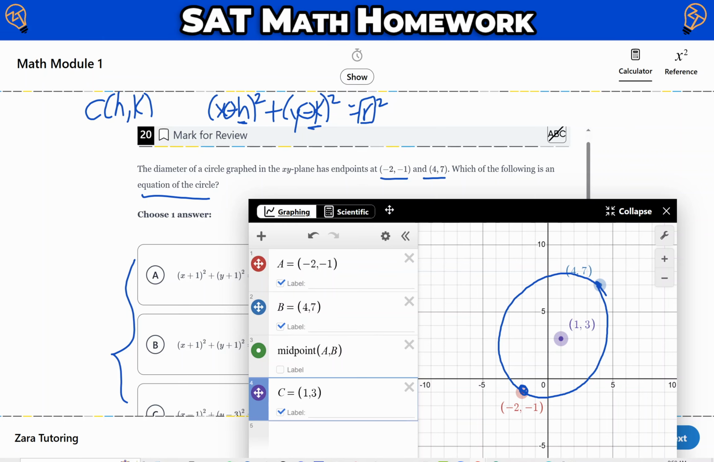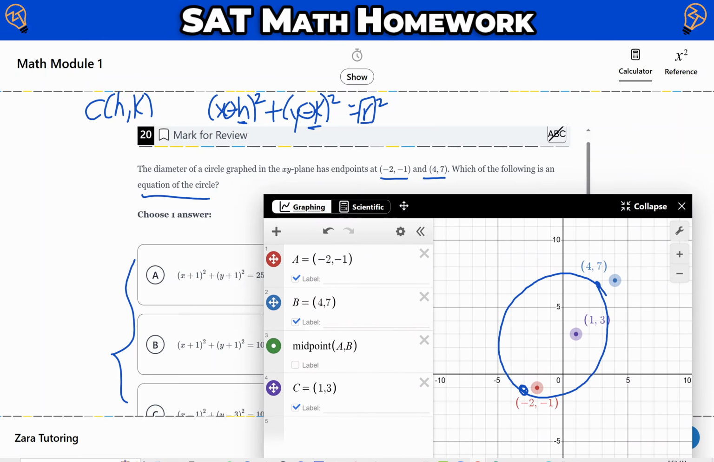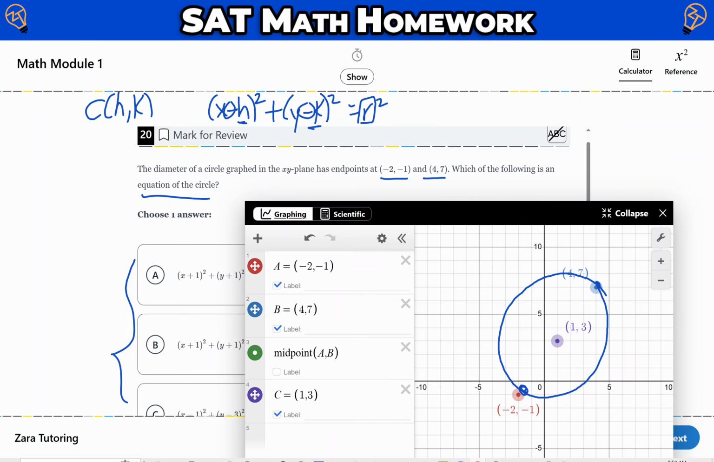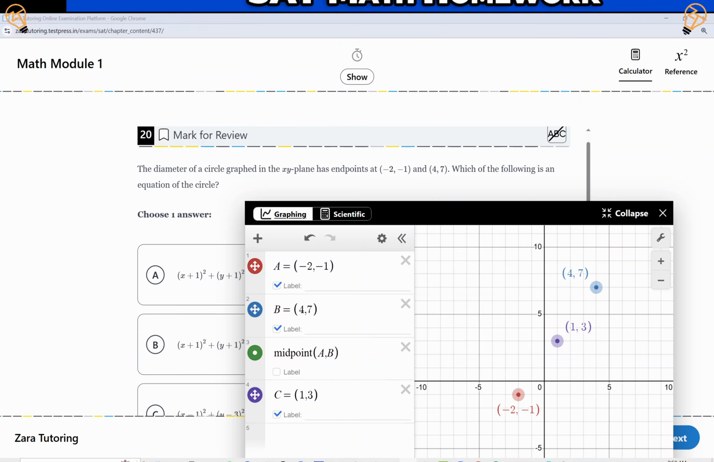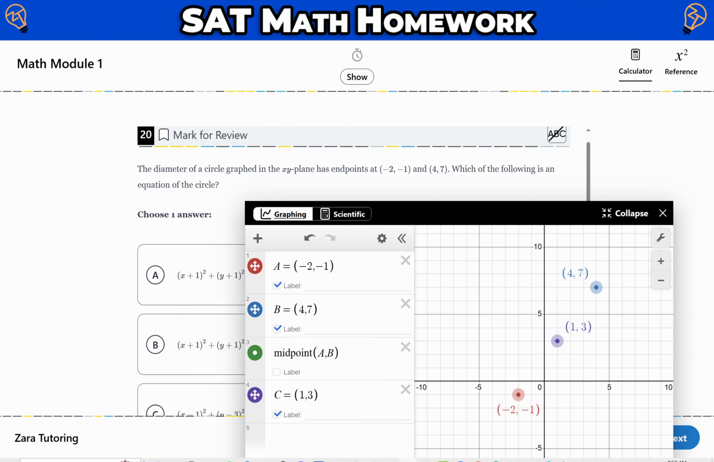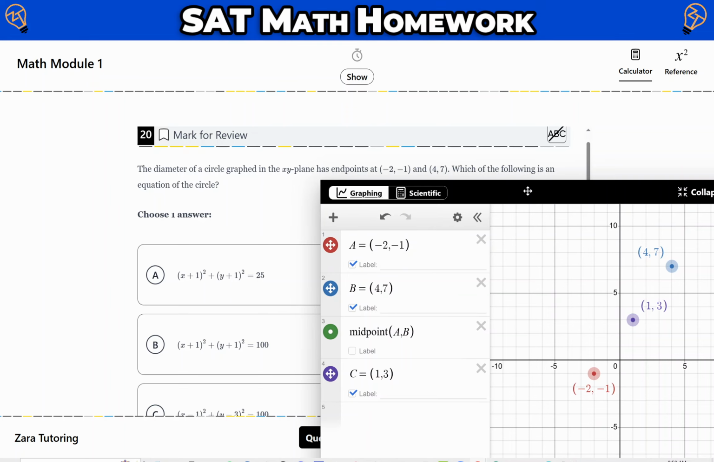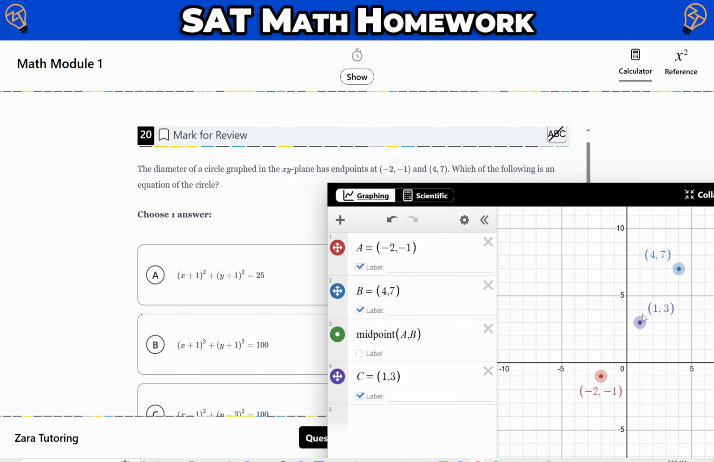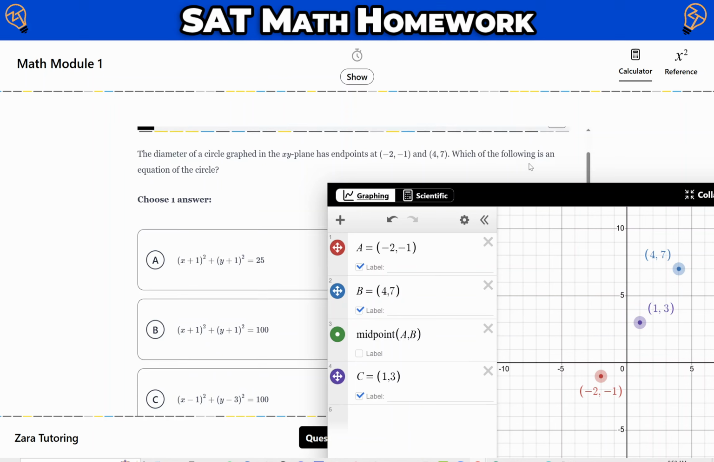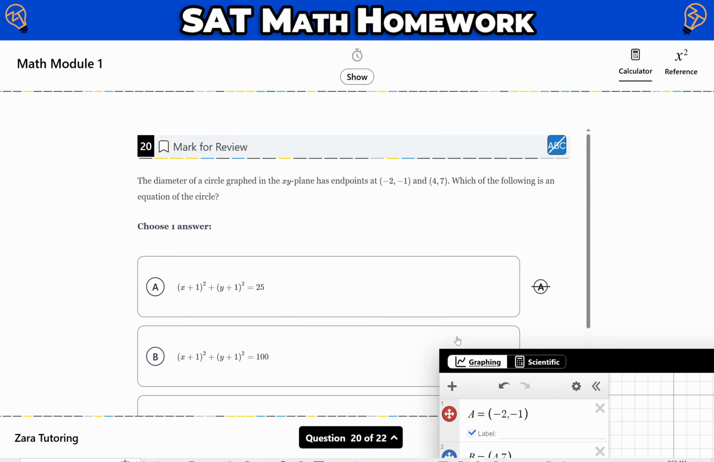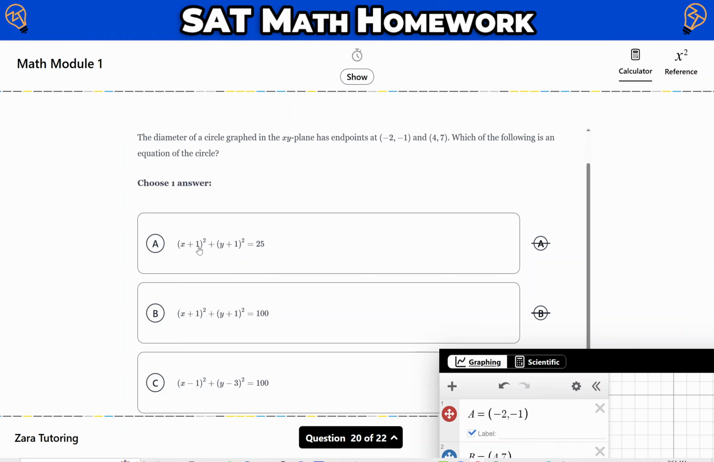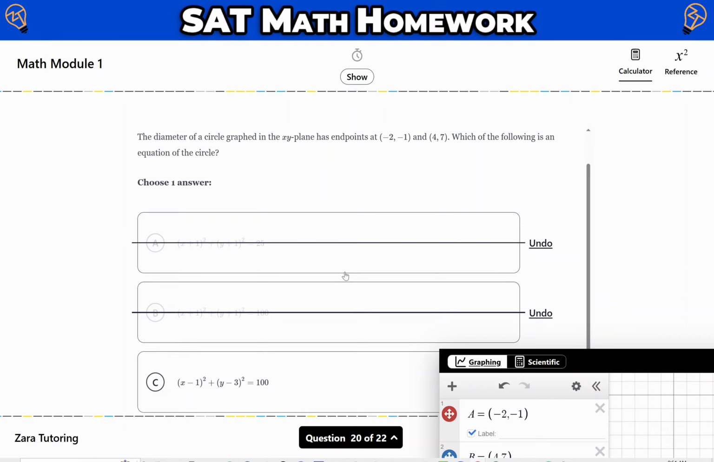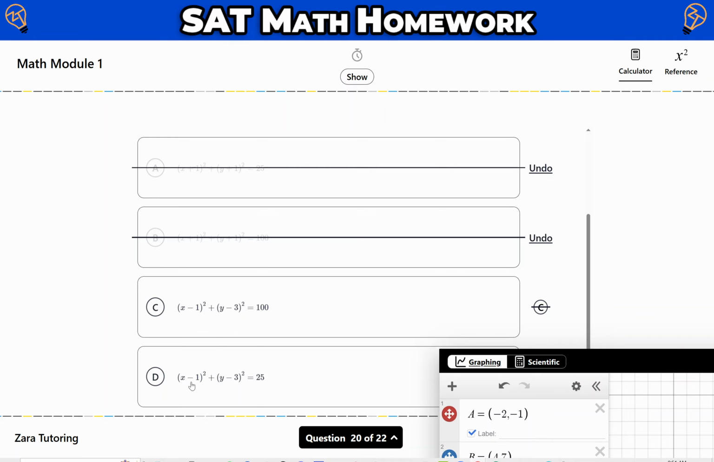But the significance is, if we know that the center is (1, 3), in the equation of a circle you do opposite, opposite. Instead of being positive 1 and positive 3 in the actual equation, it'll look like negative 1, negative 3. So let's go ahead and start eliminating answer options. Since this should be negative 1, negative 3, and these don't even have a 3 in it, we can eliminate the first two.